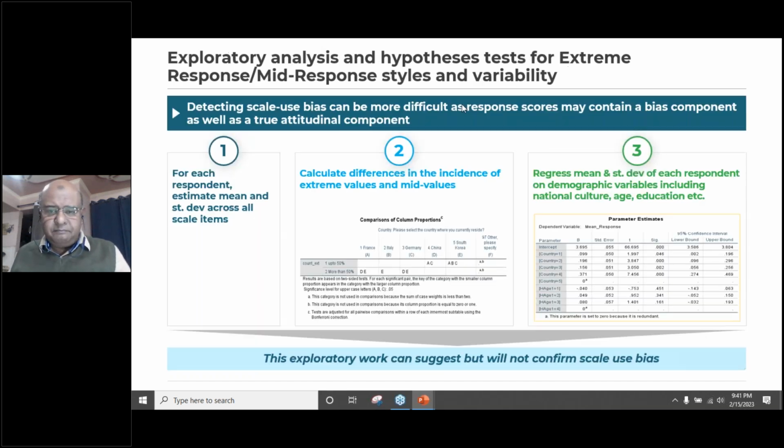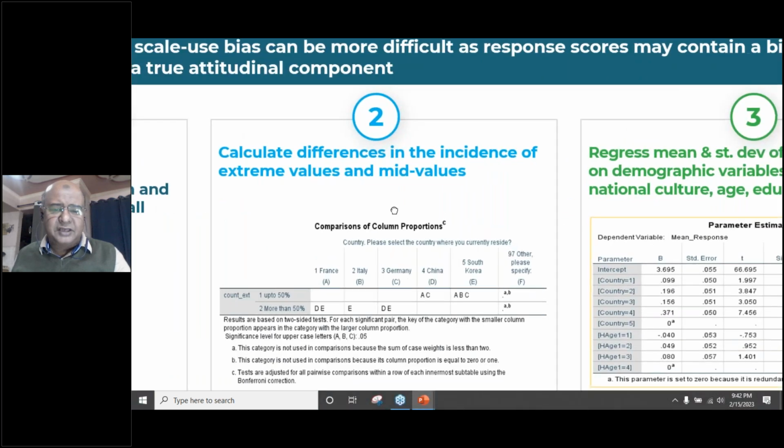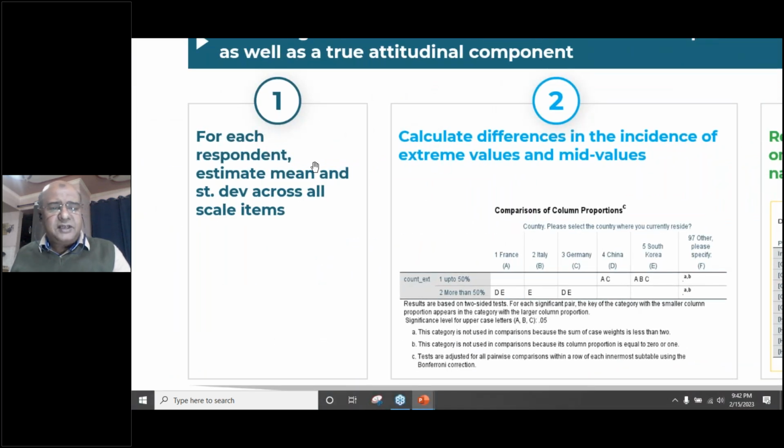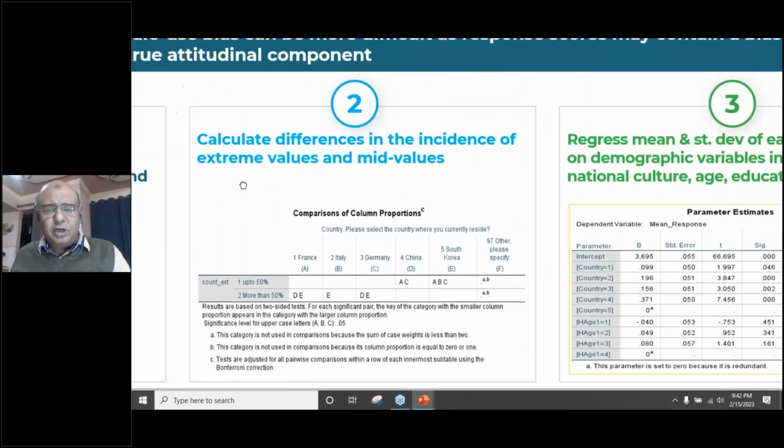Moving forward, I'm slightly conscious of time here. How do we then detect such bias? This is an exploratory analysis methodology. The first thing we do is take similar items across the questionnaire, the same scales, and for each respondent, we calculate his mean and his standard deviation across all those items.